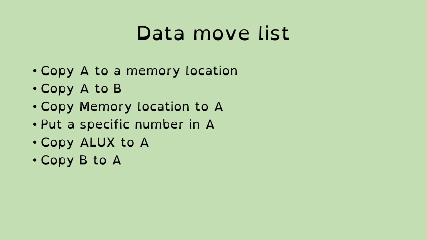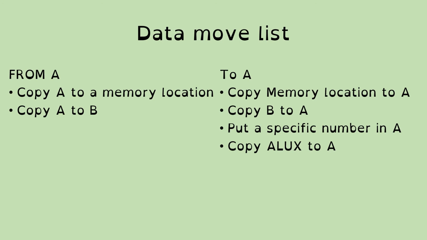Okay. So let's go back to our list of data moves. We've verified that we can hopefully do everything that we want with them, even though things might be long-winded. And I'm going to turn them into two lists. One of the lists is data from A to somewhere, and the other one is from somewhere to A. And I've actually lined these up as well. I've moved them around so that the top two are A to a memory location and A to B, and they have their opposite of memory location to A and B to A.